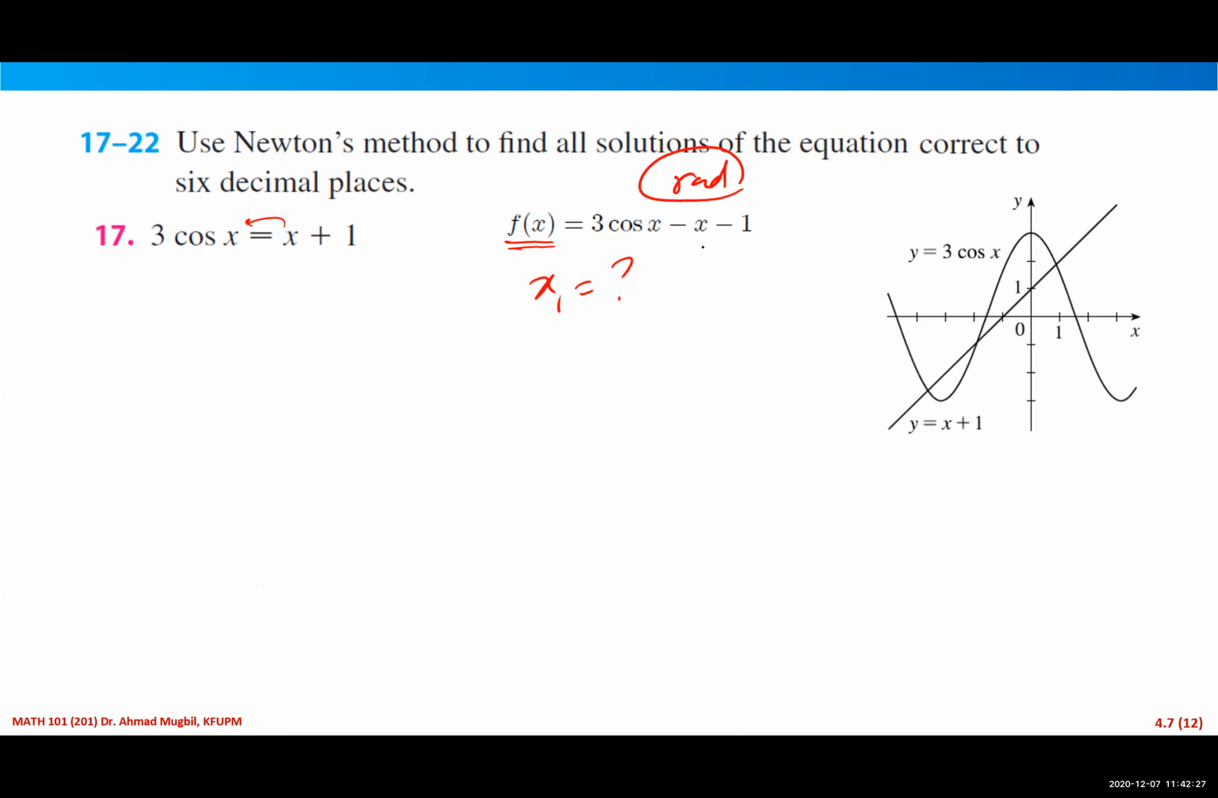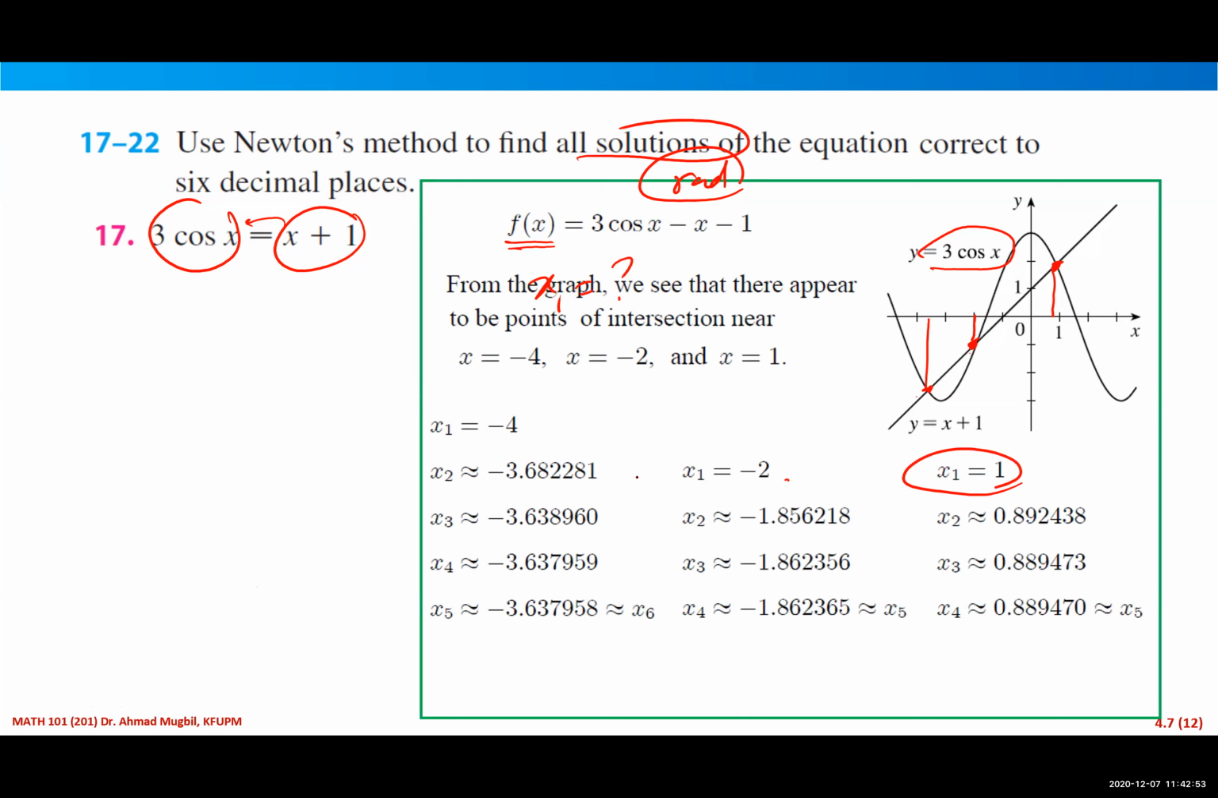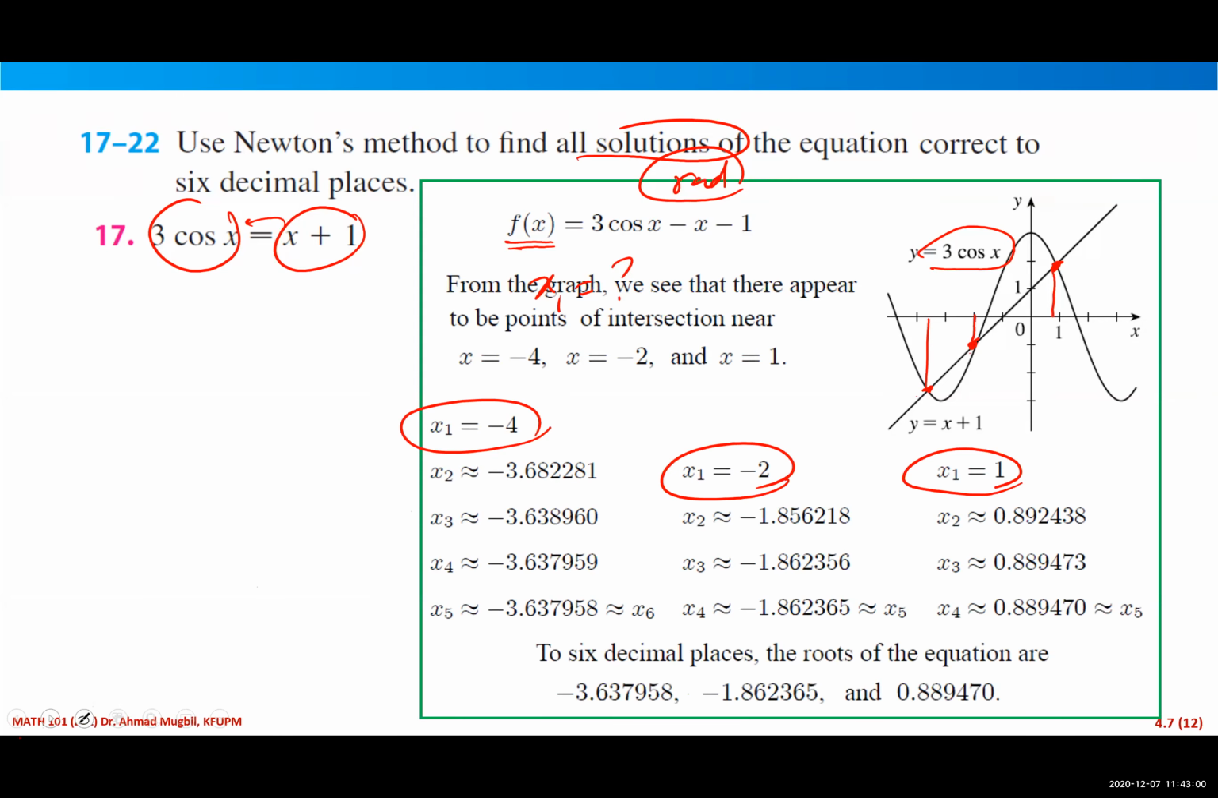Now you need to sketch the graph of this function, 3 cosine, and sketch the graph of this line, and see how many times they intersect each other and what the approximate intersection points are. So this is approximately at 1, this is approximately at -2, this is approximately at -4. So indeed here you need to start with 3 values for x1, because there are 3 solutions, and you need to solve each one separately. I don't think they will give you questions like this.